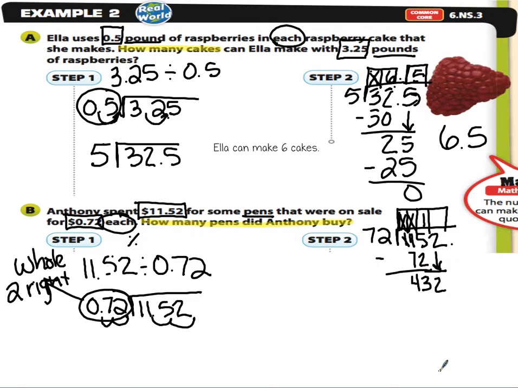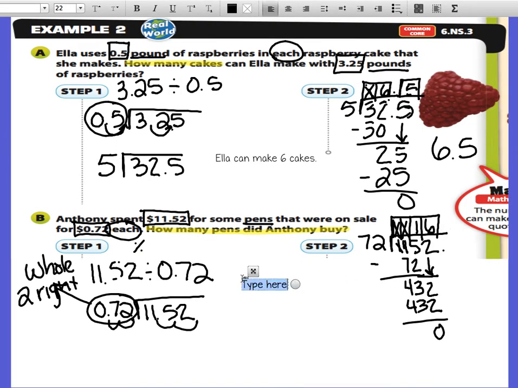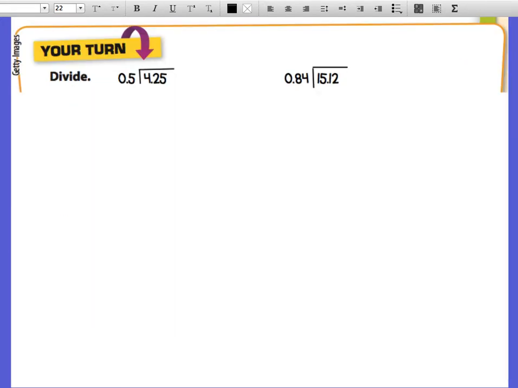Okay, how many times can 72 go into 432? I get 6. 6 times 2 is 12, carry the 1. 7 times 6 is 42, plus 1 is 43. I get 0. So that tells me that my answer is 16. I didn't have to place the decimal because the decimal was back here. So Anthony bought 16 pens.